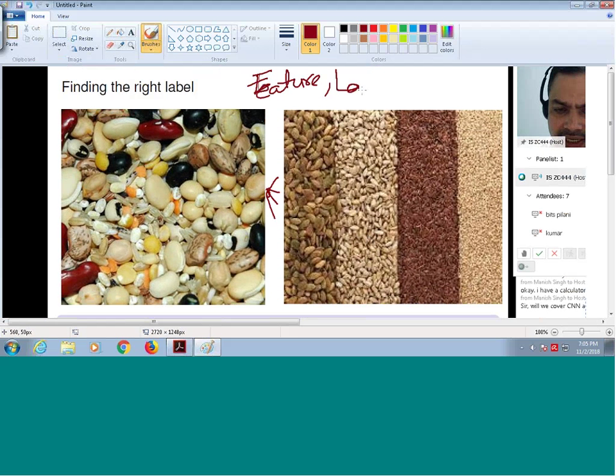Next is label. What is a label? A label can be attached to a particular item. So you know that given an item, you extracted the features.